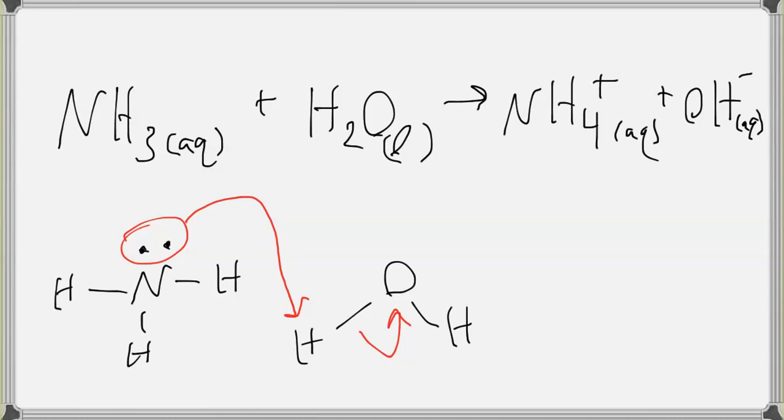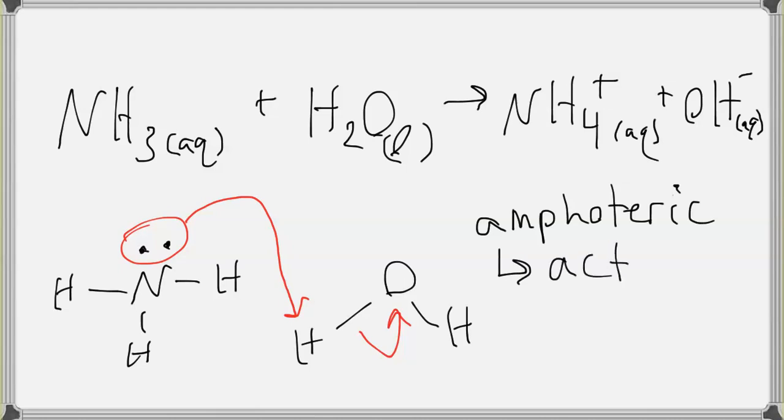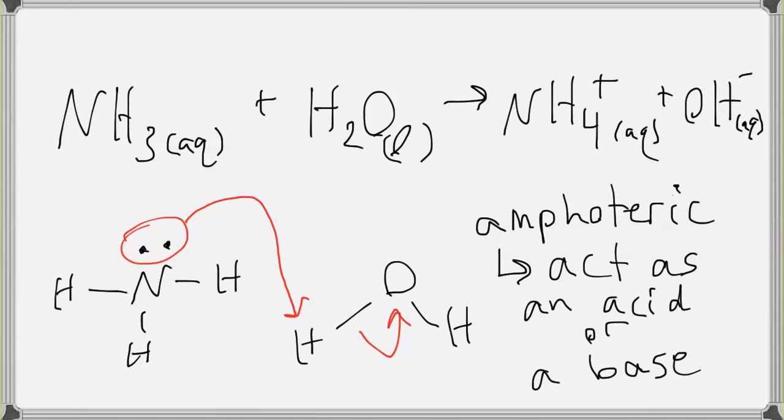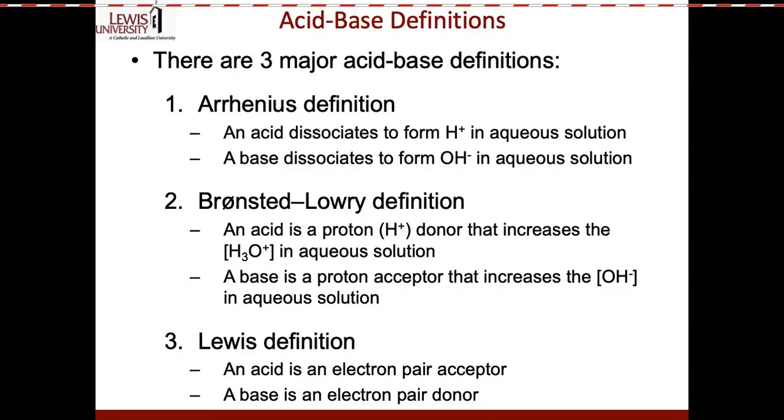So this property in water is called amphoterism. So we say this is amphoteric. All right, this is an amphoteric substance. And that just means it can act as an acid or a base. It has the ability to act as both.